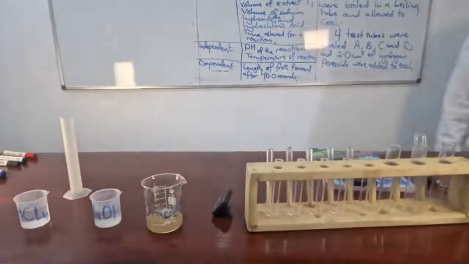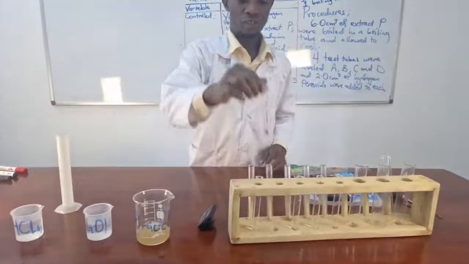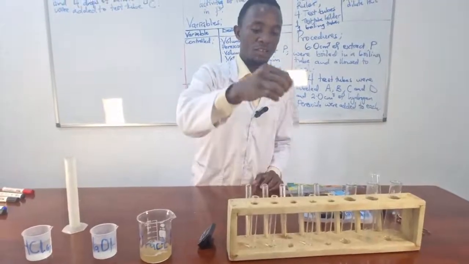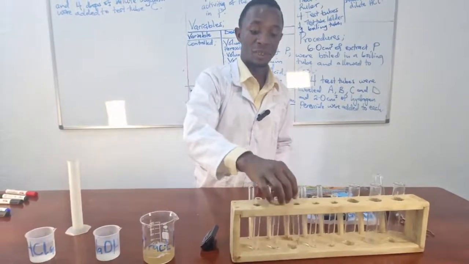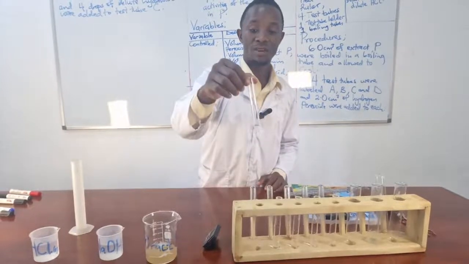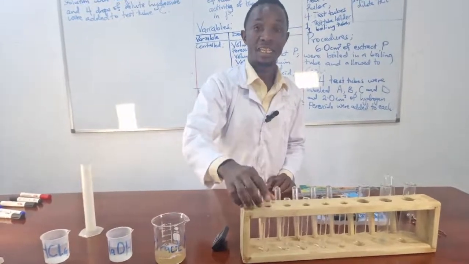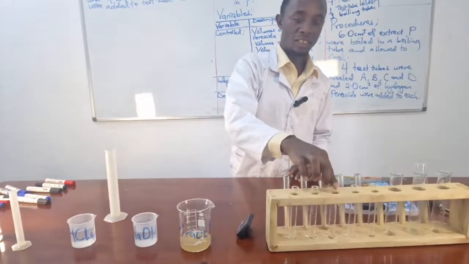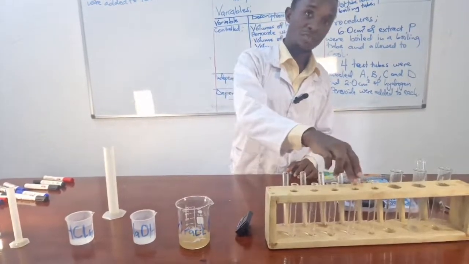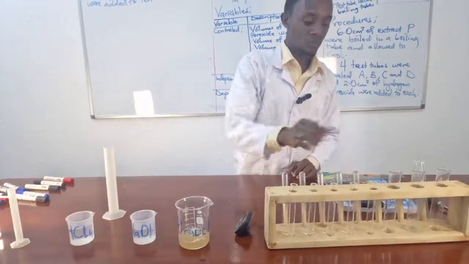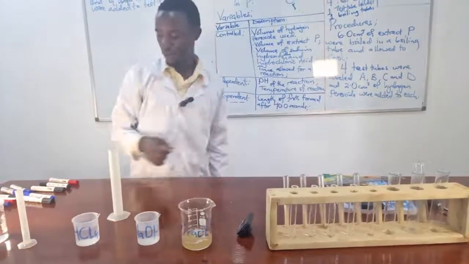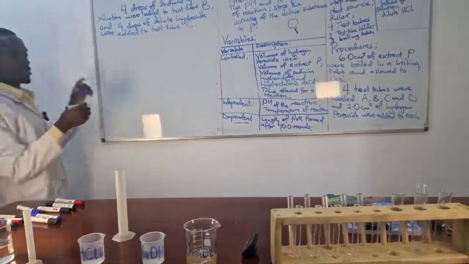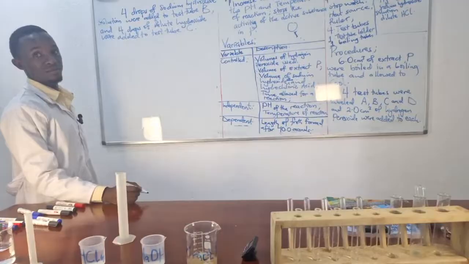I'm varying the pH. Now in this one, there is sodium hydroxide with hydrogen peroxide. In this one, there is hydrochloric acid and hydrogen peroxide. I've left this one without adding anything. So the pH is neutral here, alkaline here, acidic here. Even here, the pH is neutral. So the next step, after varying the pH, I'll start with test tube 1.